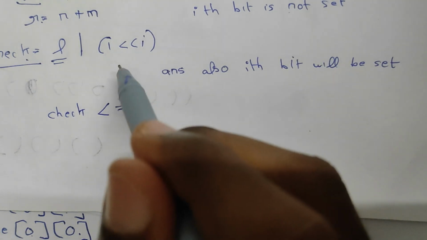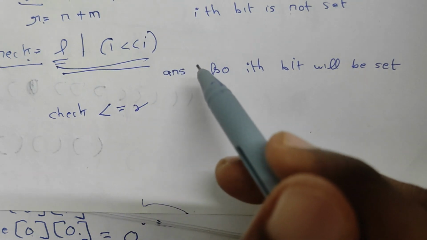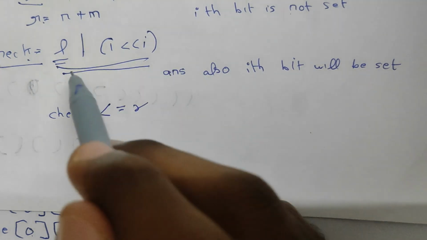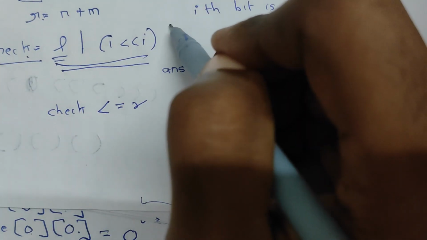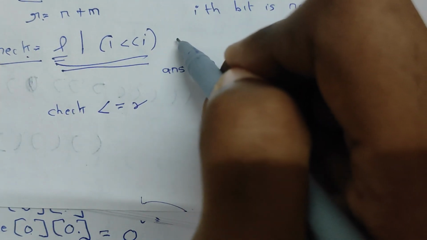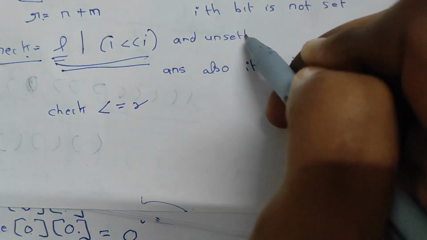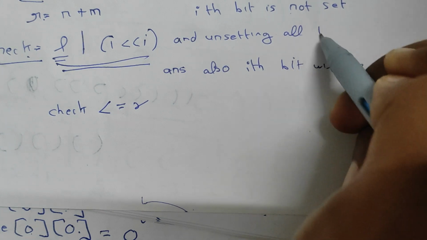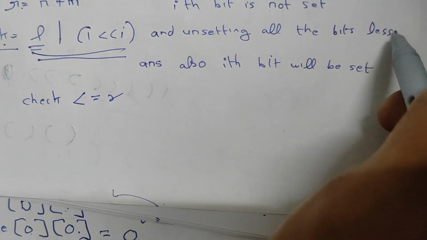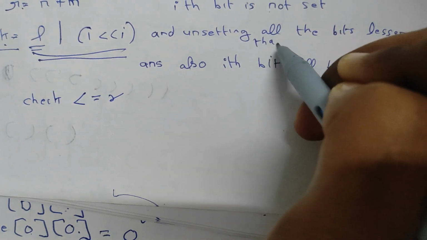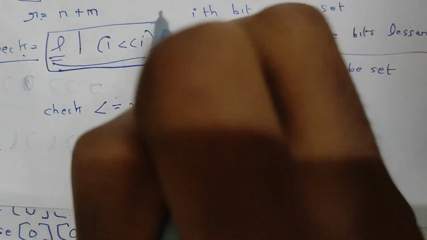But this may not be the optimal way to check. Actually, the optimal way to check will be setting the ith bit of L as well as unsetting all the bits lesser than i. Now I will tell you why we are doing this.